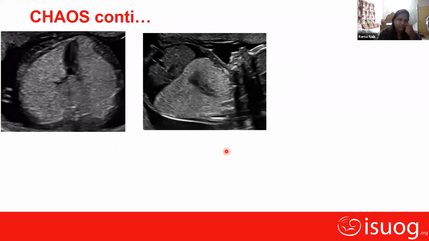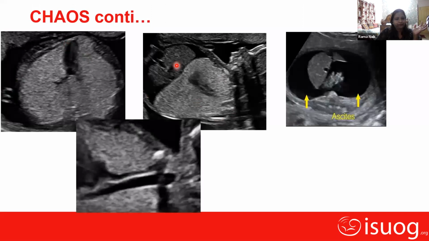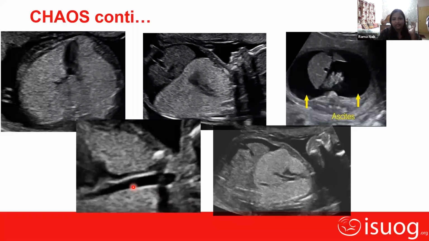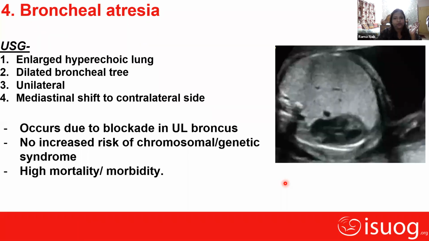These are the scan pictures. Here the bilateral lungs are so enlarged, and this is the small heart at the center. This is the side view, the sagittal picture, with the enlarged lung, and this is the ascites we can see. Here, the trachea is so dilated that it can be seen in the sagittal section of the neck. And this is the dilated bronchial tree, which we normally don't see.